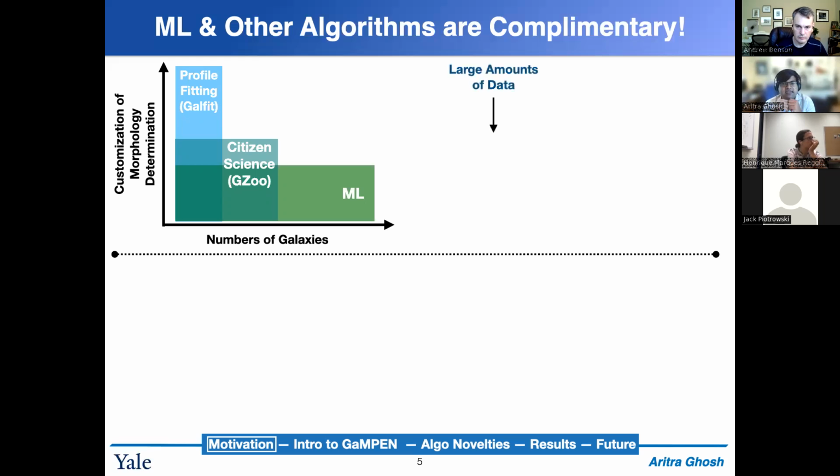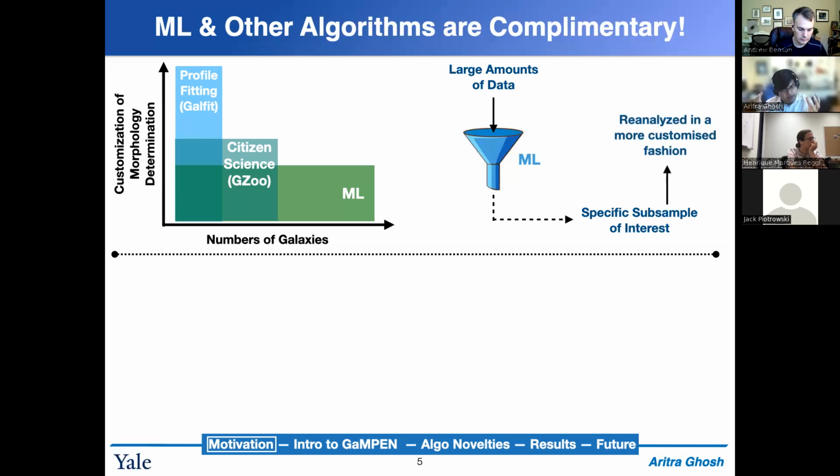And I often find it helpful to also think about this in terms of this funnel approach. So essentially, you might start with very large amounts of data and pass through this funnel of machine learning, use it to identify specific subsamples of interest, and then reanalyze them in a more customized fashion. So this is kind of my view of how to see machine learning algorithms in morphology determination in view of other algorithms that are out there.